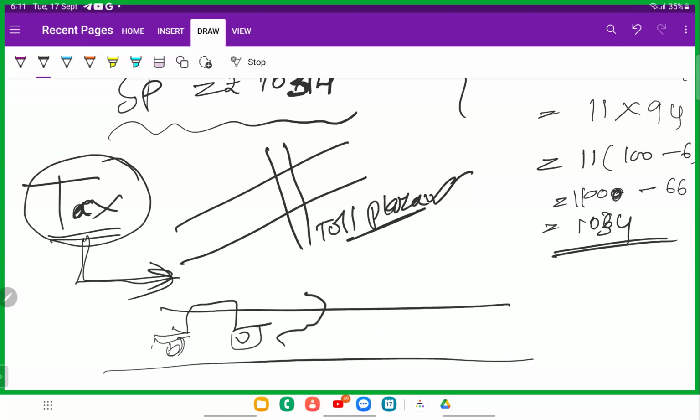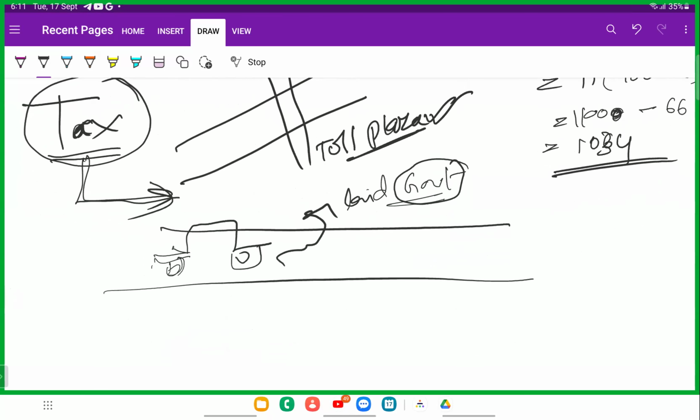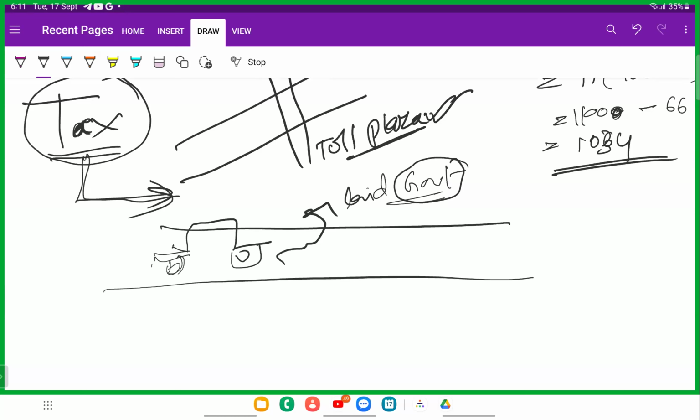So actually this road is laid by the government. How is this road laid by the government? With the taxes given by the population of this country. So how are these taxes collected? That is income tax. So this tax is collected through income tax.